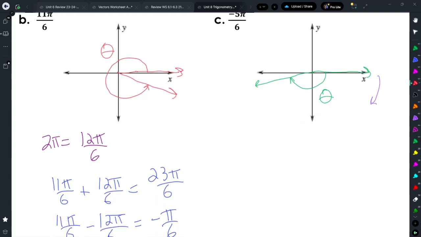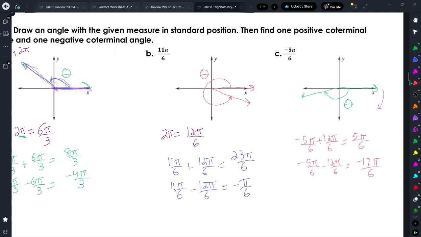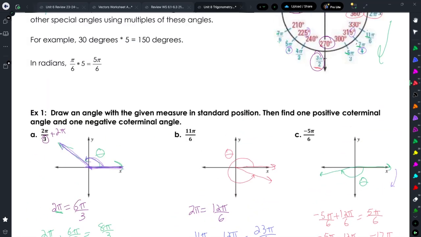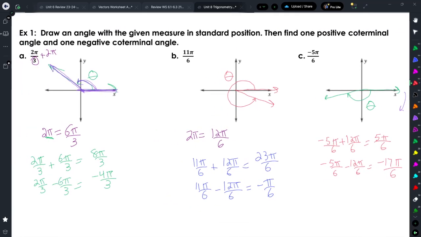And again, I'm going to take my angle and add 12 pi over 6. That's 5 pi over 6. And take my angle and subtract 12 pi over 6, which is negative 17 pi over 6. So again, I know these are angles that we could have just copied from up here, but I want us to start to visualize where these angles are, what quadrant we are in. It'll make things easier down the road.